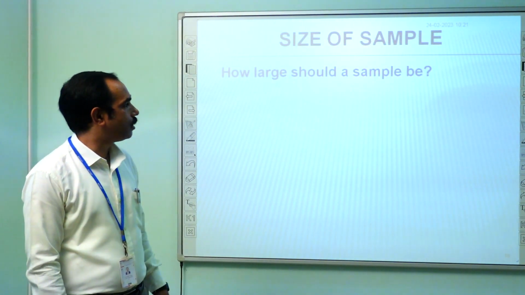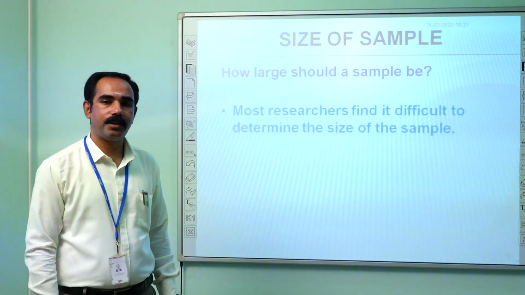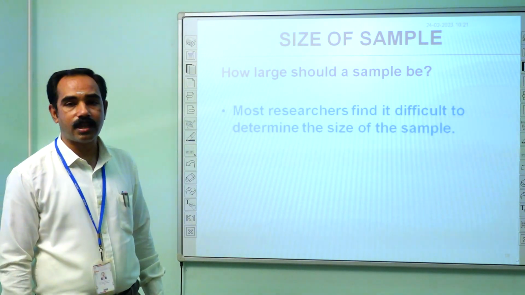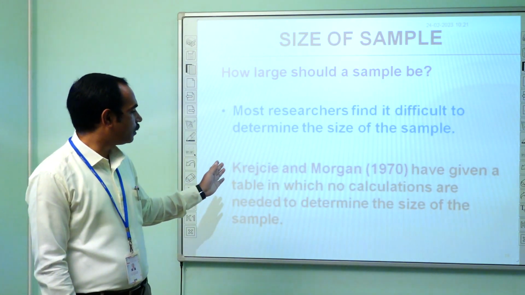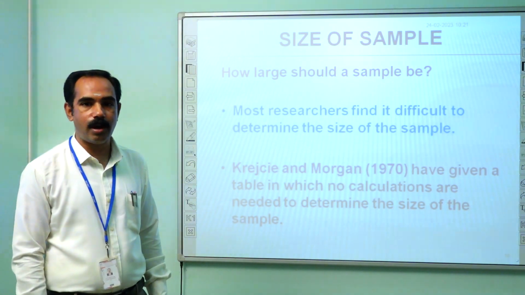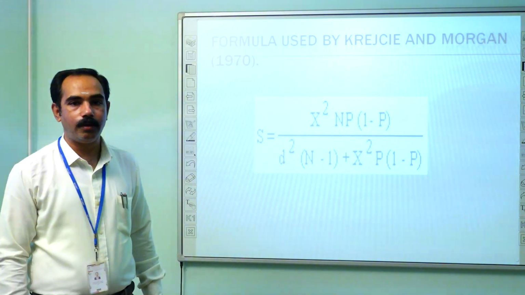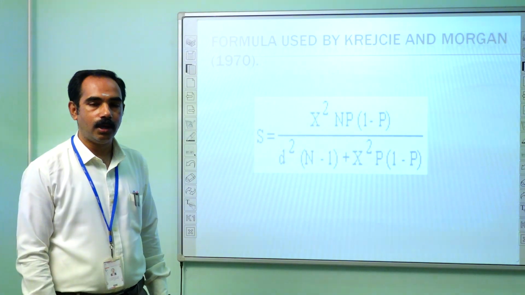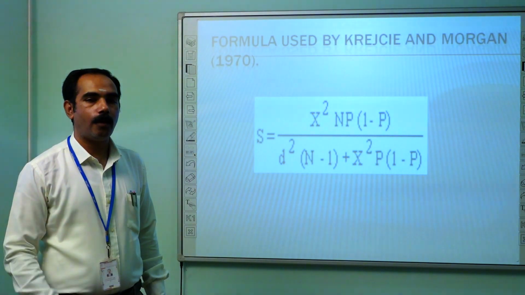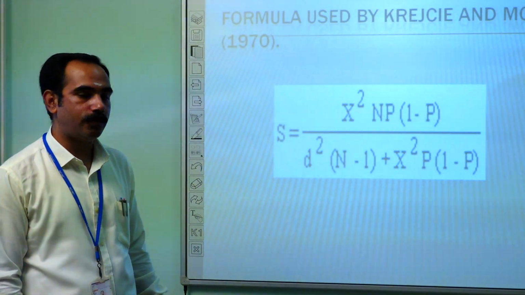How large should a sample be? It is a question asked by research scholars. Most research scholars find it difficult to determine the sample size. Krejcie and Morgan, 1970, came up with a tabulation based on a formula. The formula is this one. Based on this formula, they have made a consolidated table. Scholars may just find their population size and see whatever sample size they have to take from that table.